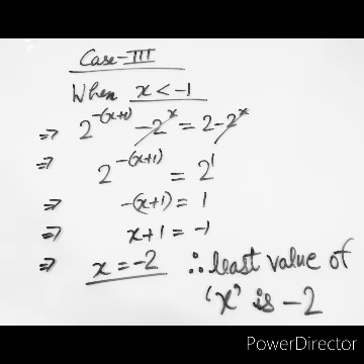Now look at case 3, when x is less than minus 1. Here we get this required equation. This you can easily get when we solve it with our rules. Now from these equations we get x equals minus 2. Hence x equals minus 2 is the least value of x, and this is the solution of question number 7.